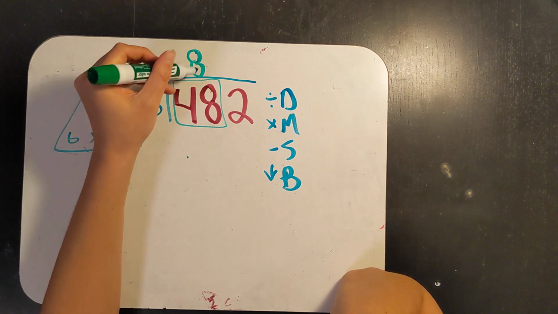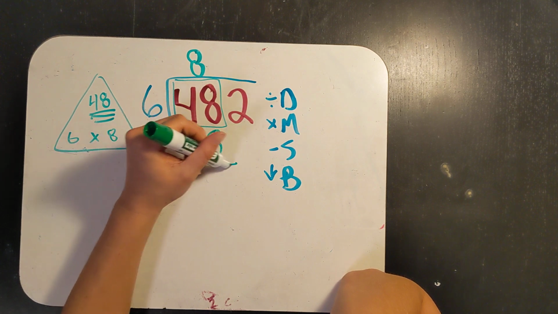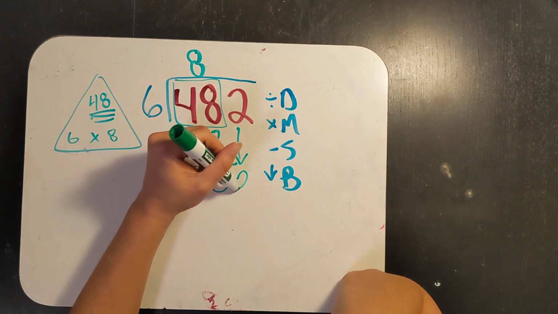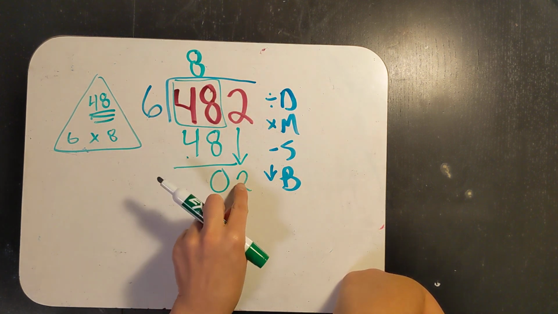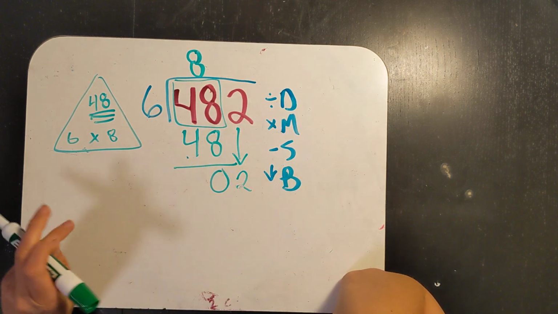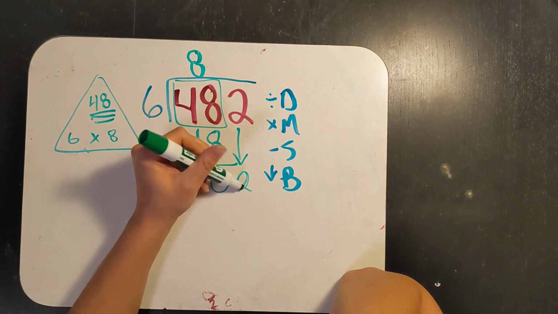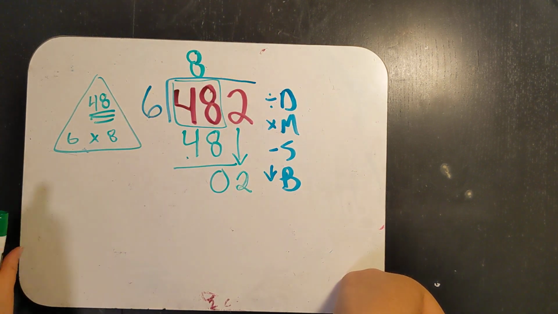Okay, multiply 8 times 6, 48, subtract, 0, bring down the 2. You're not done yet. You're only done when there's nothing to bring down, but we just brought something down, so you have to divide again. How many 6's go into 2? 0. And you have to put a 0.